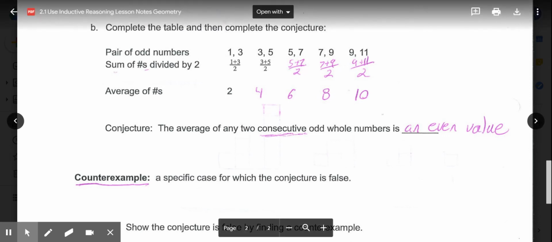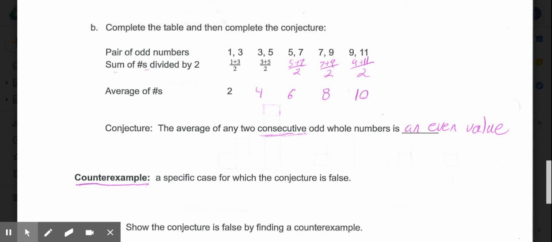So our conjecture based on this information is that the average of any two consecutive odd numbers is always going to give us an even value because all of our averages became even.